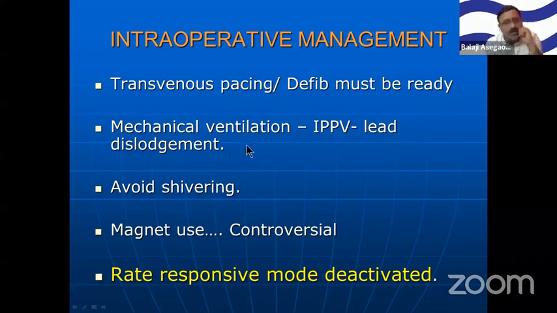Now, magnet use. Previously, it was said that whenever such a patient comes to the emergency with a rate sensitive pacemaker, you put a magnet and naturally it will put that pacemaker on an asynchronous mode. But now this is controversial. Nowadays, pacemakers are coming with a lot of sophistication, and just using a magnet will not revert them to an asynchronous mode. So nowadays, magnet use is very much restricted.